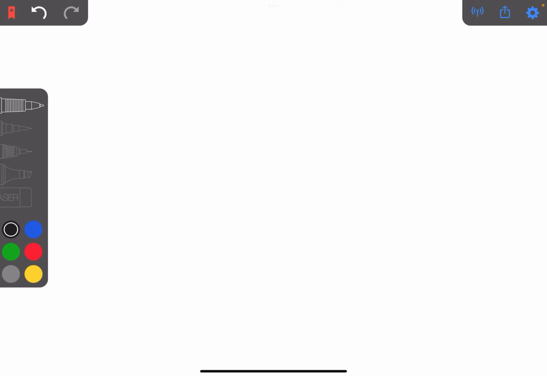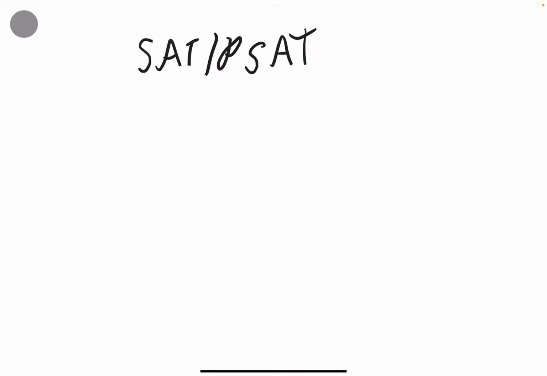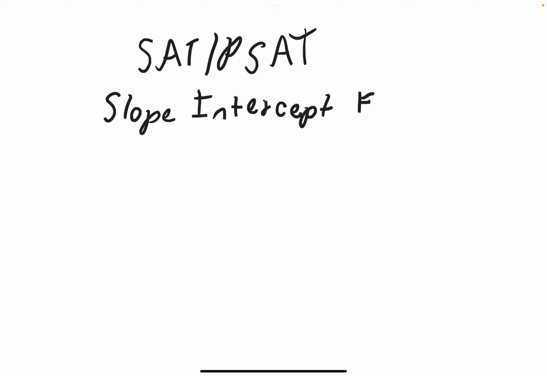So let's get right in. Today we're going to do an SAT critical concept. This will apply for the SAT and the PSAT. This is slope-intercept form. So it sounds hard and it's going to seem hard, but we're going to break it down for you.